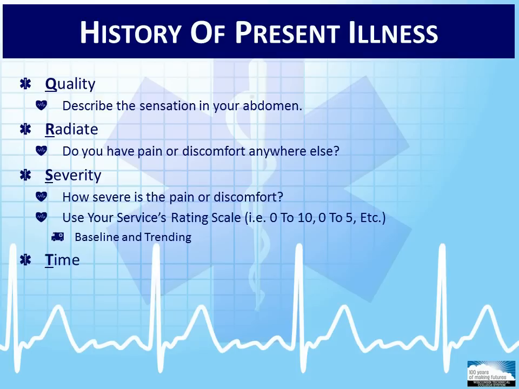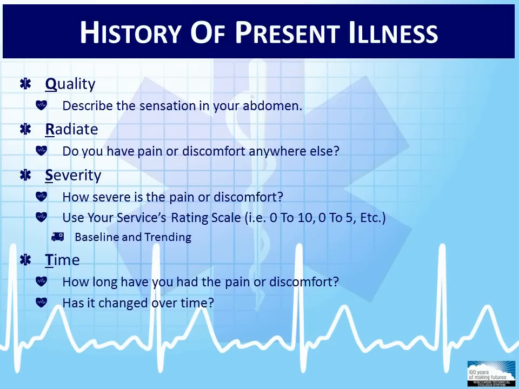Lastly, T refers to time. It is important to know when the complaint started and whether or not any changes have occurred since that time. Diffuse abdominal pain over the course of days is not the same thing as a rapid onset of sharp right lower quadrant abdominal pain. The time frame is important to note and document. Ask the patient how long he or she has had the pain or discomfort. Find out if it has changed over time and, if so, whether the change has been for the better or worse.